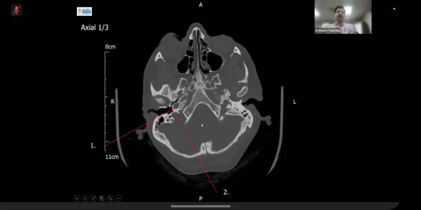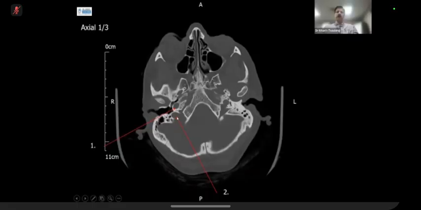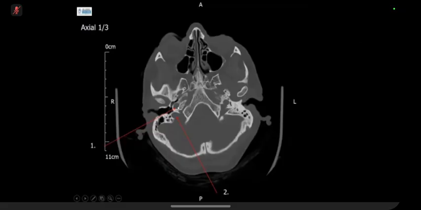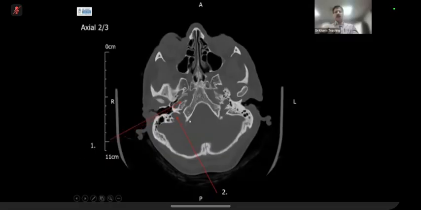Okay, so candidate 1, anatomy question. What is this? Which foramen is this? Candidate 1: Sorry, I was trying to unmute myself. That's the jugular foramen. And what is this? And that's anterior to the jugular, that's the carotid canal. Excellent, well done. Yes, it continues medially as well. So this is the carotid canal and this is the jugular foramen.